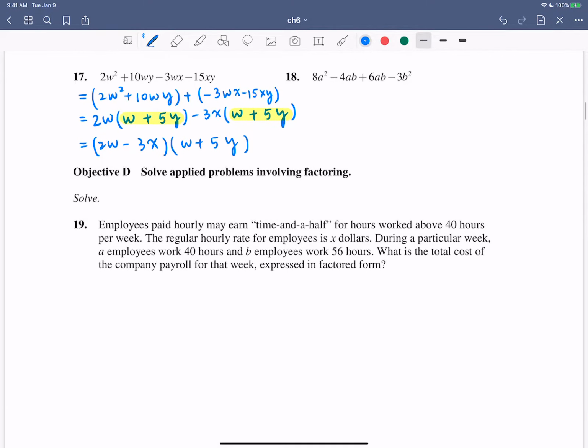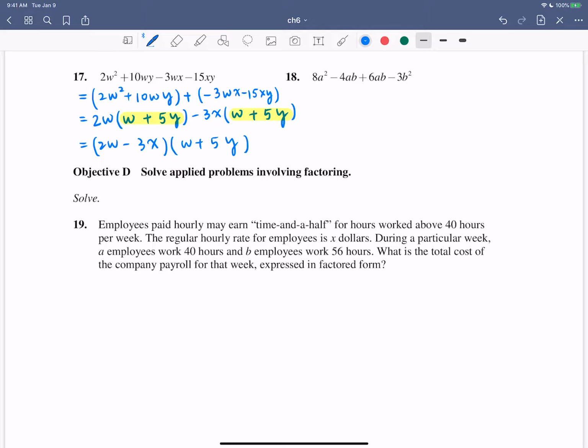Objective D. Solve applied problems involving factoring. Employees paid hourly may earn time and a half for hours worked above 40 hours per week. The regular hourly rate for employees is x dollars. During a particular week, A employees work 40 hours and B employees work 56 hours. What is the total cost of the company payroll for that week, expressed in factored form?